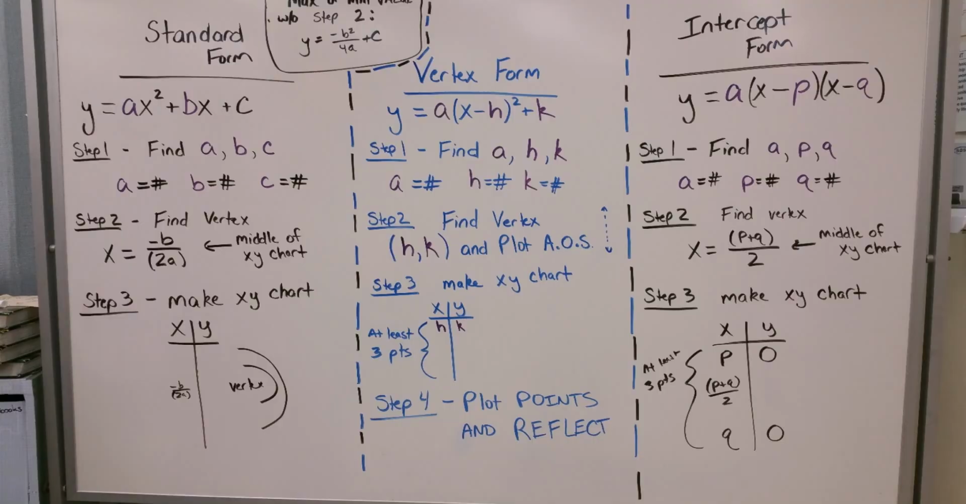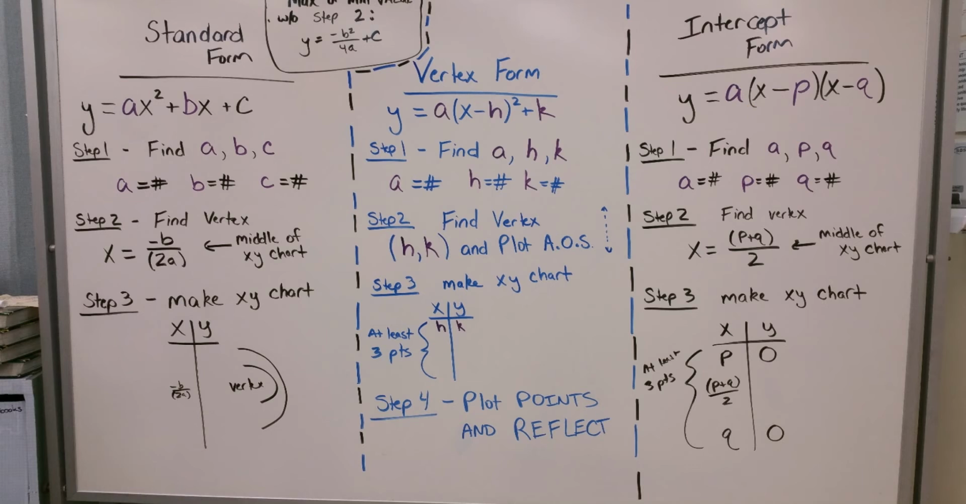Remember, for this one, we're going to be focusing on vertex form, right, which is right here. Step 1, find A, H, and K. Step 2, find the vertex. Plot the axis of symmetry. Make an XY chart. And then you're going to plot your points to reflect. Or since we'll be using intercept form, there you go. A, P, and Q.